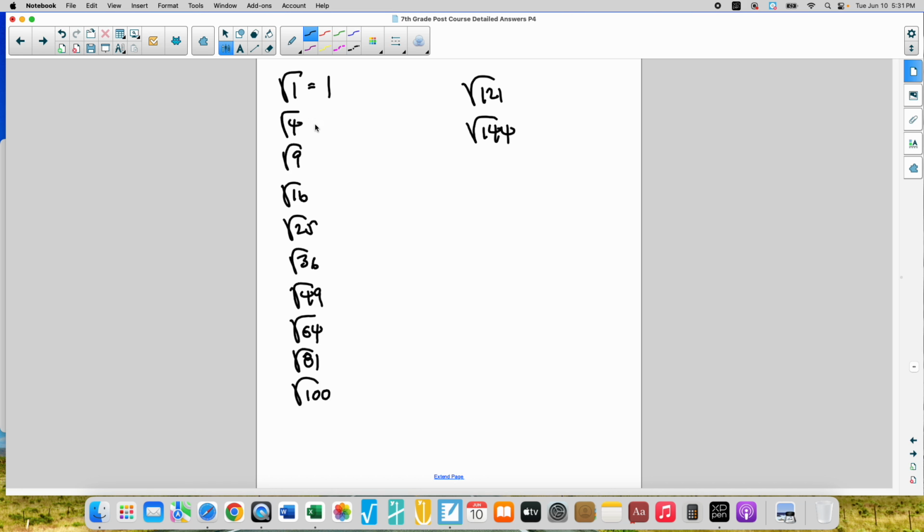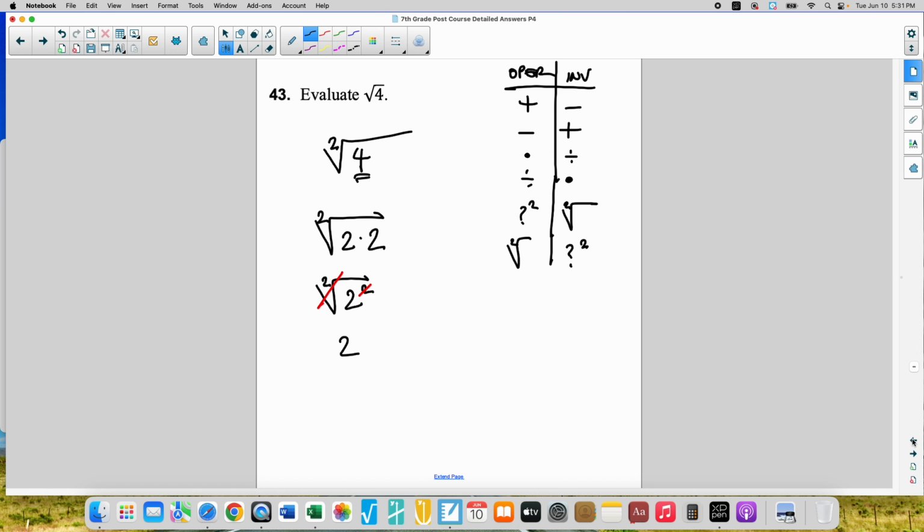So square root of 1 is 1, square root of 4 is 2, square root of 9 is 3, 4, 5, 6, 7, 8, 9, 10, 11, 12. Those are reasonable, which you should know. You should probably know up to 20. But these are all called perfect squares. So when we do radicals, this is a perfect square. Very important for us to know.